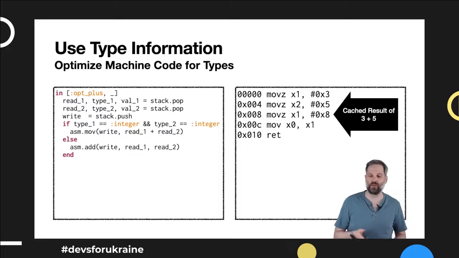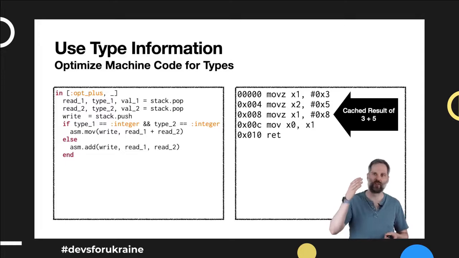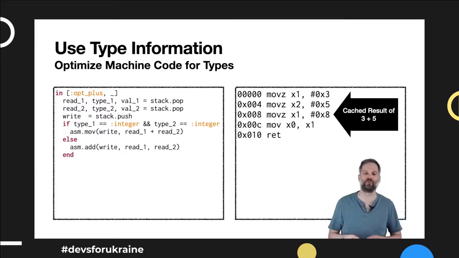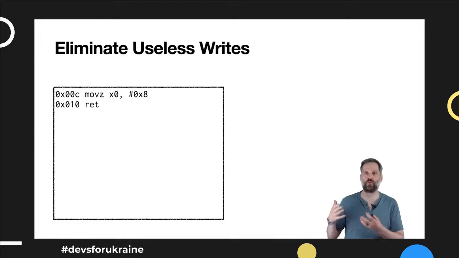Now, another thing that we can do is, we know we're not actually using this 3 and the 5. Those two instructions at the top are not actually necessary anymore because we calculated that add in advance. So we can remove those two writes.